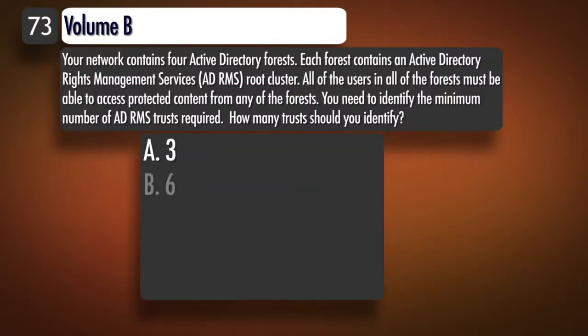Question 73, Topic 2. Your network contains 4 Active Directory forests. Each forest contains an Active Directory Rights Management Services, ADRMS, root cluster. All of the users in all of the forests must be able to access protected content from any of the forests. You need to identify the minimum number of ADRMS trusts required. How many trusts should you identify? A. 3. B. 6. C. 12. D. 16.